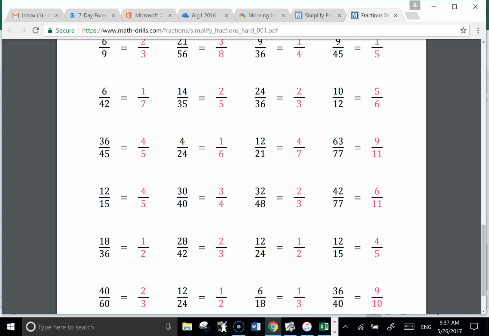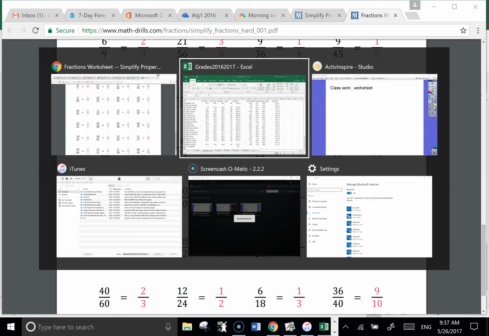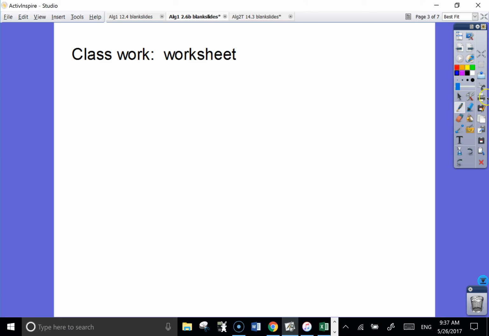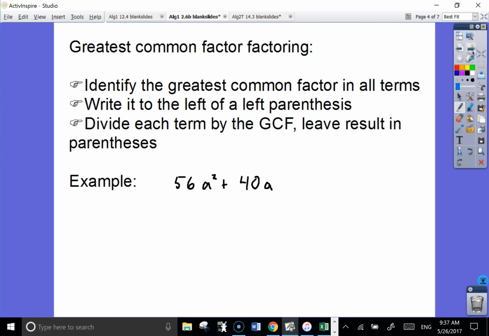Okay, so back to this. Let's remind ourselves about how we do greatest common factor factoring. Quiet, please. Okay, greatest common factor factoring. Also, you've got to be thinking about greatest common factor. What is between the two terms here, 56a squared and 40a? What is the greatest common factor?